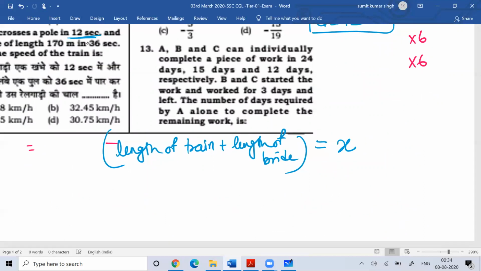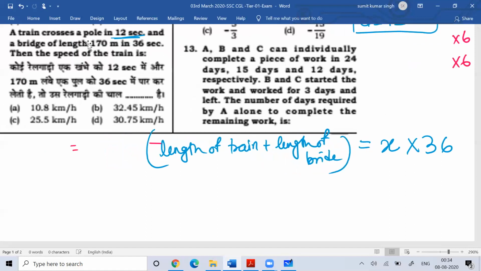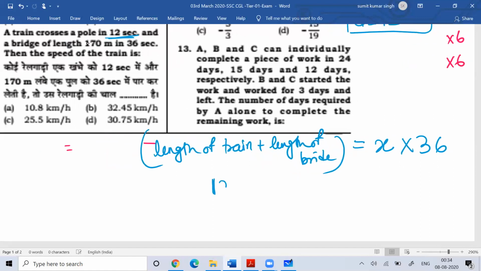So the speed of the train is x, and the time it took is 36 seconds. So here, the length of the train is 12x, plus the length of the bridge, that is equal to 36x. So L is equal to 24x. So the length of the bridge is 24x.